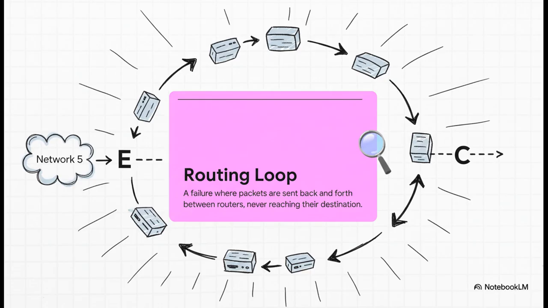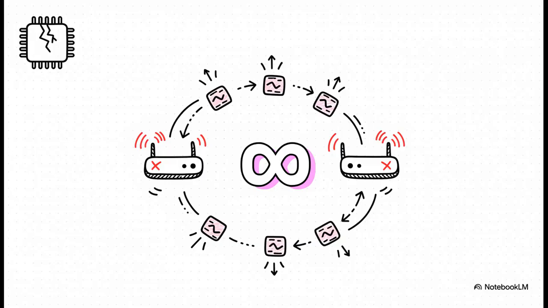This is one of the classic, catastrophic failures of early networks. Any data that's trying to get to network 5 gets sent from E to C, and C, following its bad info, sends it right back to E, which sends it back to C forever. The data is completely trapped, and the network can just grind to a halt. This creates this absurd problem called counting to infinity. See, every time that trapped data packet makes a hop between the two confused routers, its hop count goes up by 1.